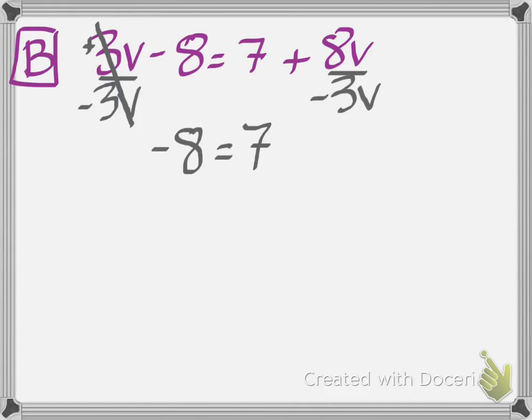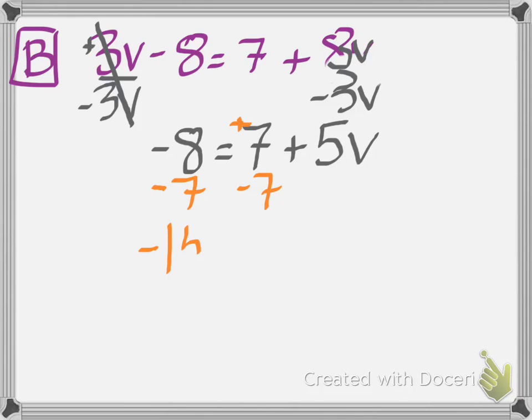Now I have 8v. This shouldn't have that right. Oops. Let's get rid of that. That's an 8v minus a 3v. 8v minus 3v is 5v. Okay, and this is what we were doing before. So should I do the 7 or the 5v? Here's where we do the other thing. This is a positive 7. Let's do the inverse and subtract 7 from both sides. Negative 8 minus 7 is a negative 15 equals 7 minus 7 goes away equals 5v.